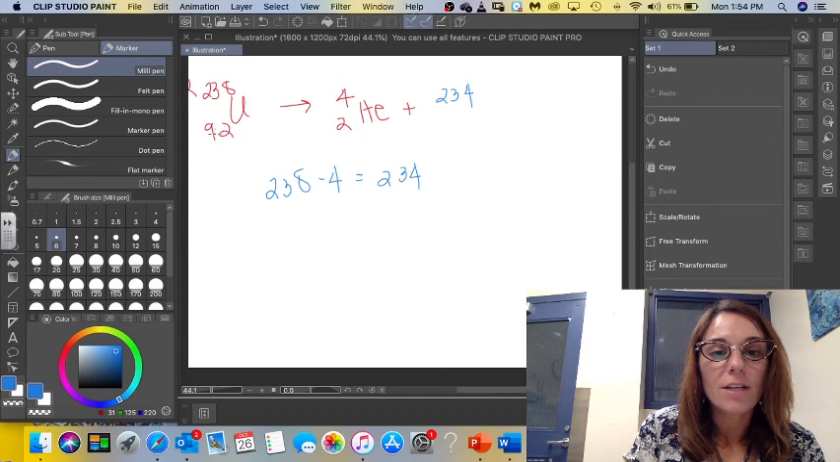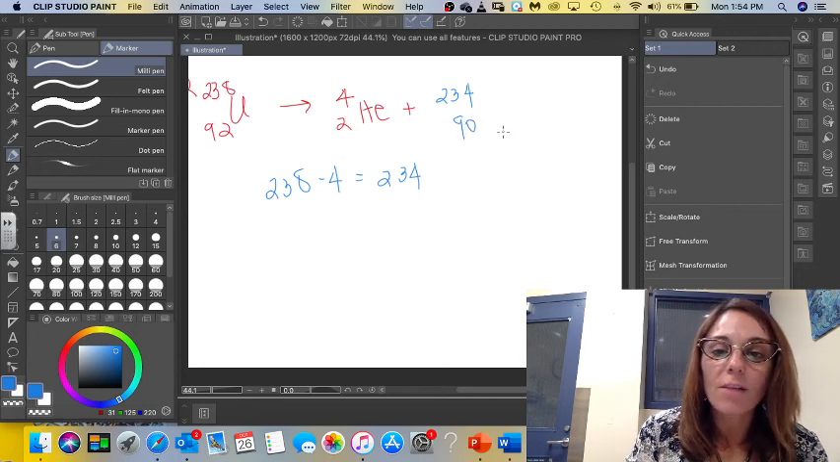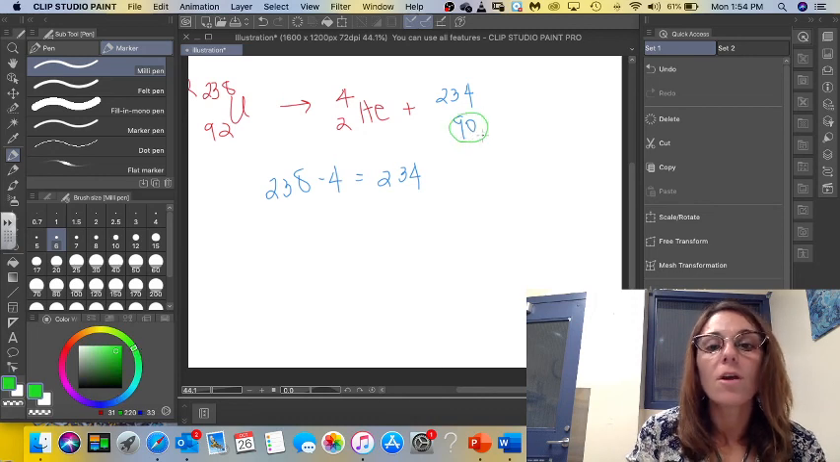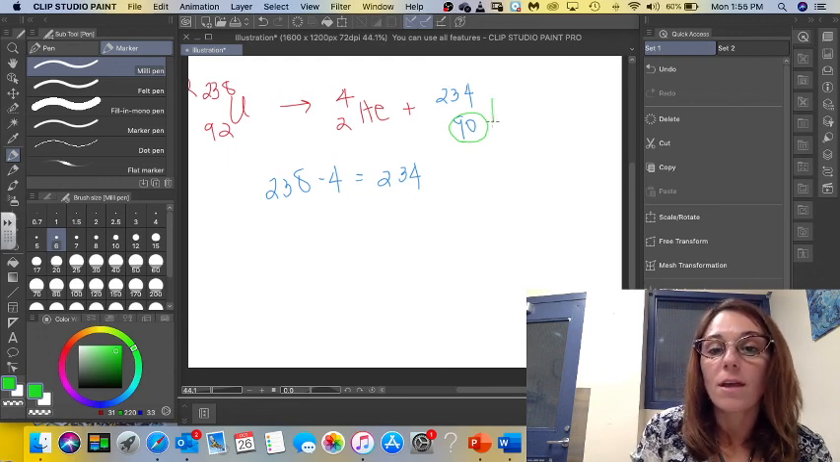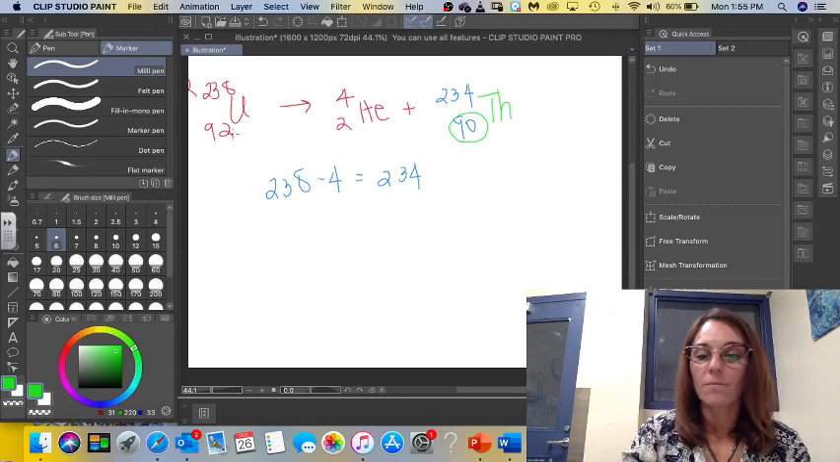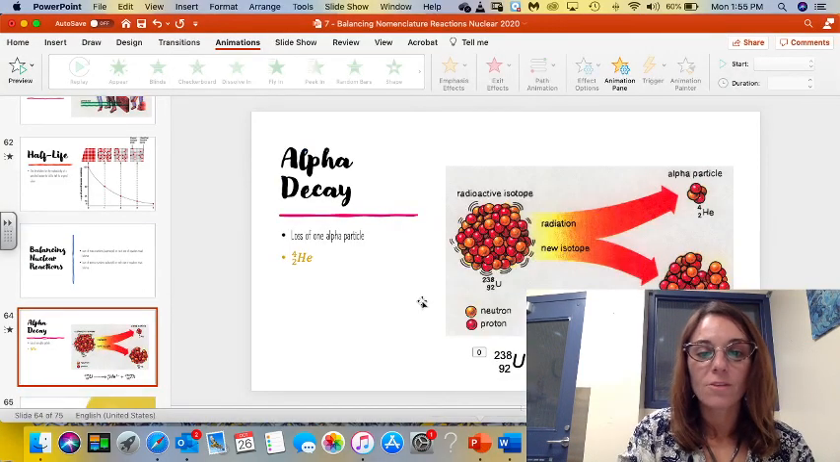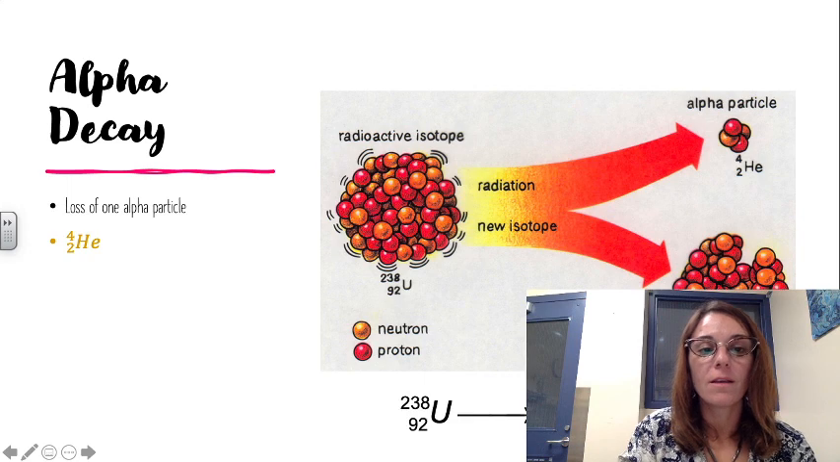Okay, then I do 92 is on my reactant, 2 is on my product. I subtract those two, and I get 90. Now, to know which element this is, I know that 90 could represent my atomic number. So I find out which element has an atomic number of 90 on the periodic table, and that is thorium. Okay, so this is now a balanced nuclear reaction. 4 and 234 equals 238, 90 and 2 gives me 92. All done. So these are a little bit simpler to balance.